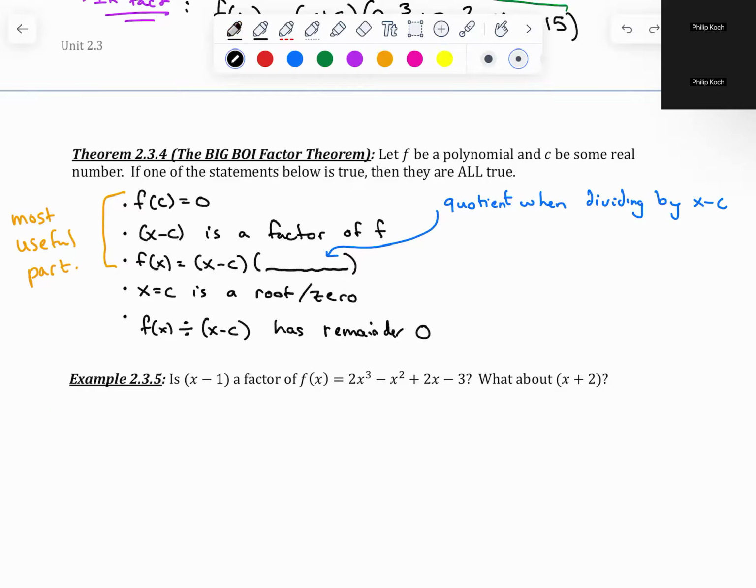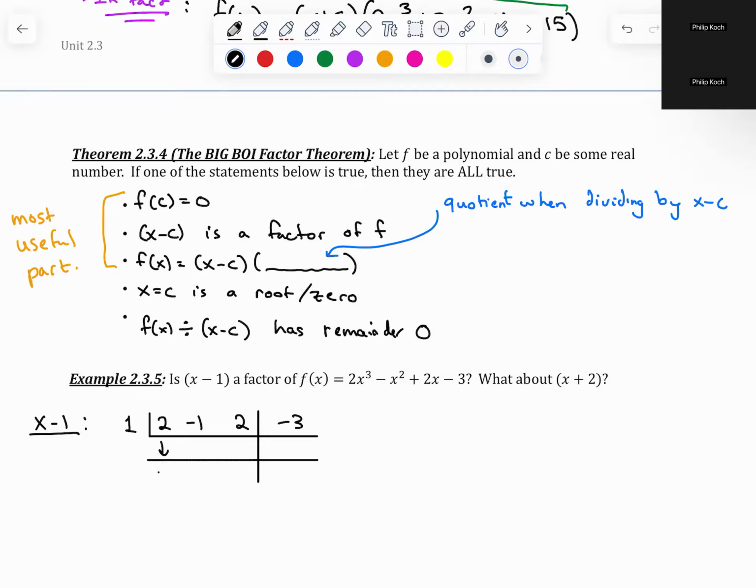So for x minus 1, you're going to set up the synthetic division with 1. All the powers of x are present. Always be on the lookout for that. So 2x cubed minus 1x squared plus 2x minus 3. All powers of x are present and accounted for.